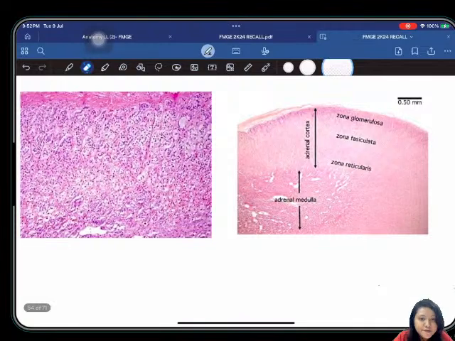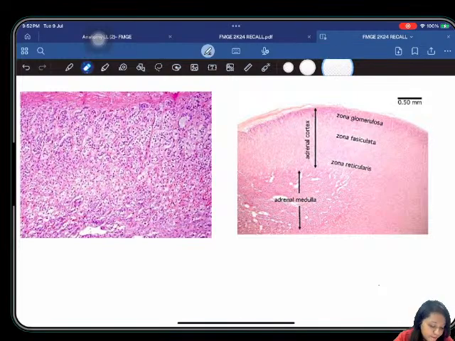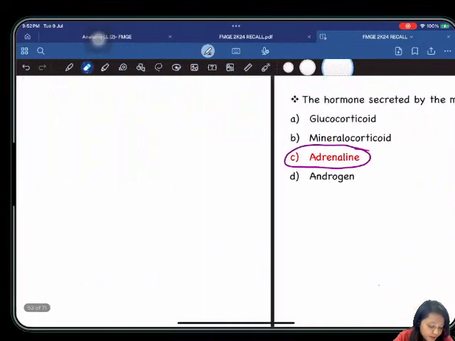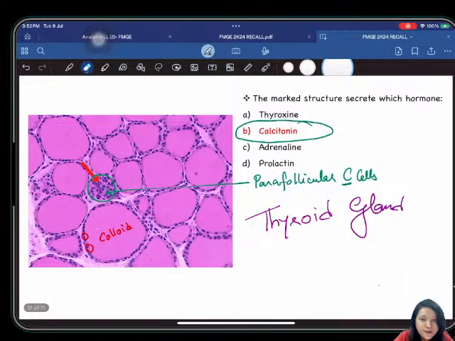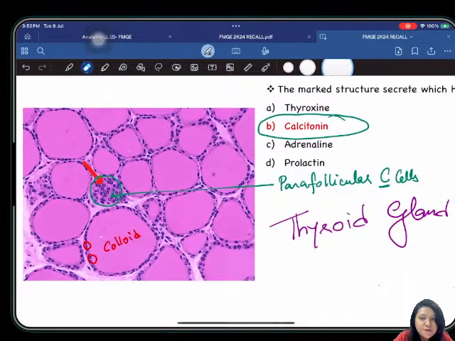So this is how the slide looks. I think before the exam you should also go over the histological slides so that you can identify the slide first. So they gave a question on parafollicular cells. Next time they might give a question on the follicular cells as well. So you have to identify the slide first, then identify the cells, and then what its secretions are. So parafollicular cells mostly secrete calcitonin.